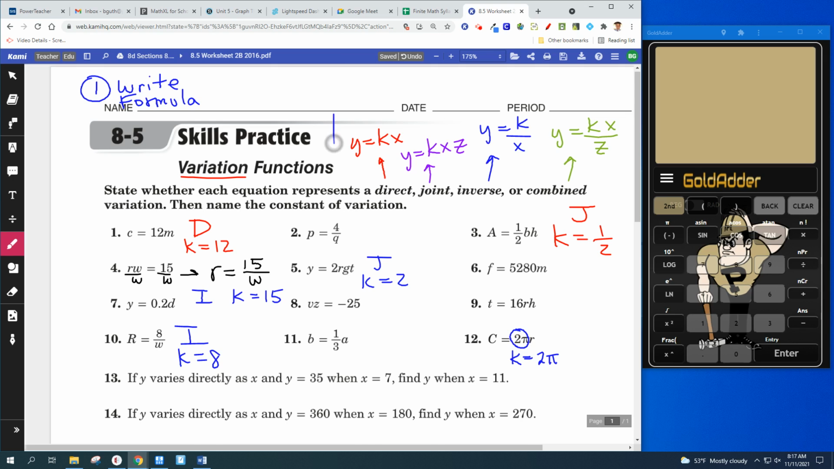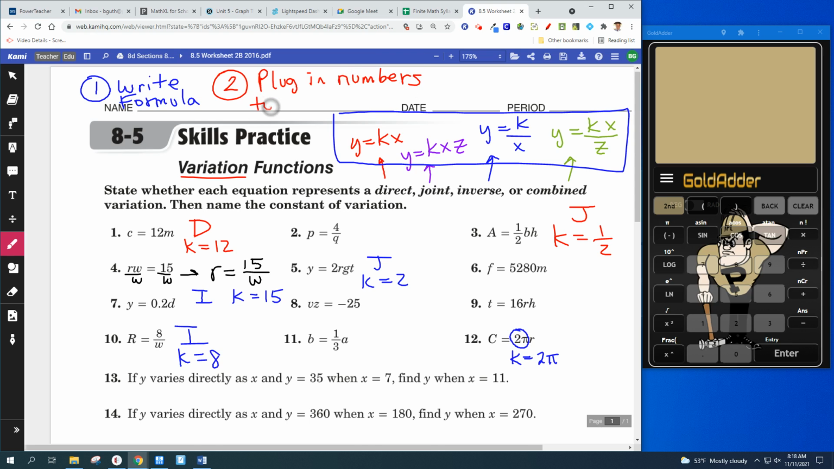And these are the formulas. So step 1, just write one of those formulas. They're going to tell you which one, because they're going to tell you if it's direct or inverse or joint or whatever. So write one of the formulas. That's the first step. Then step 2 is going to be plug in numbers to find the K value.